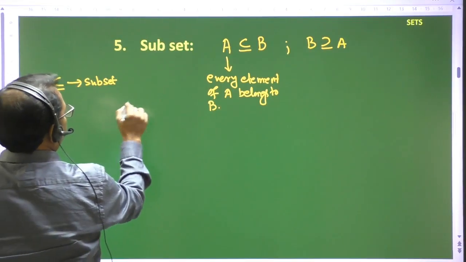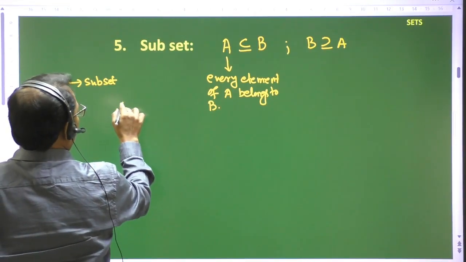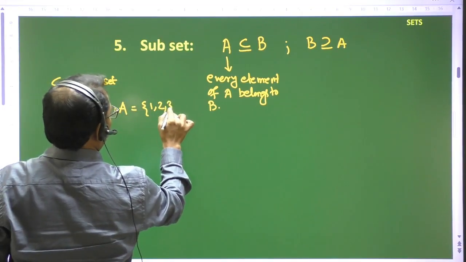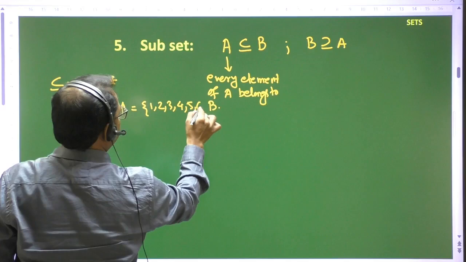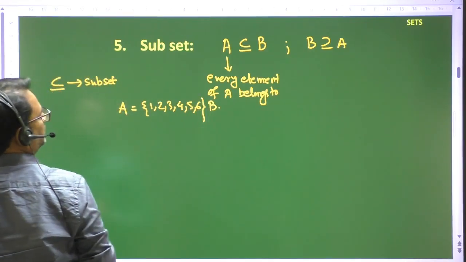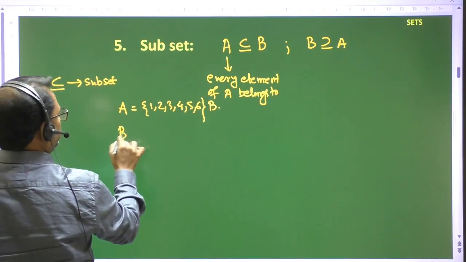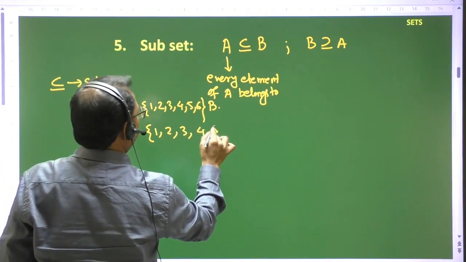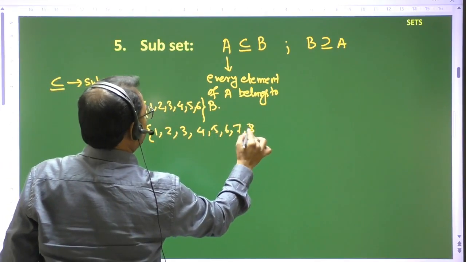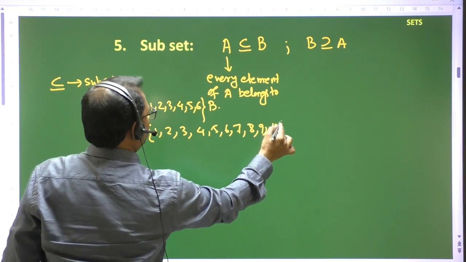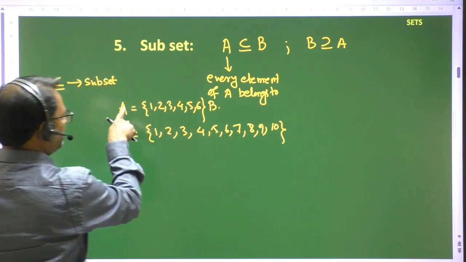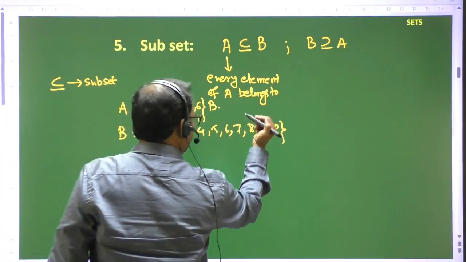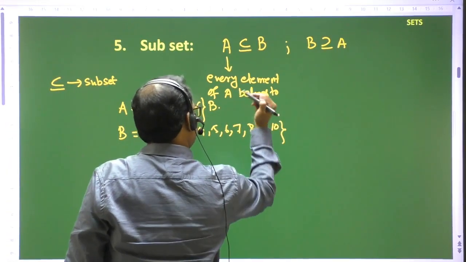Take one example. Suppose we have one set A like 1, 2, 3, 4, 5 and 6; elements are there. And B is a set which contains, suppose, 1, 2, 3, 4, 5, 6, 7, 8, 9 and 10. So you notice that every member of A is a member of B. Every member of A is a member of B, right?